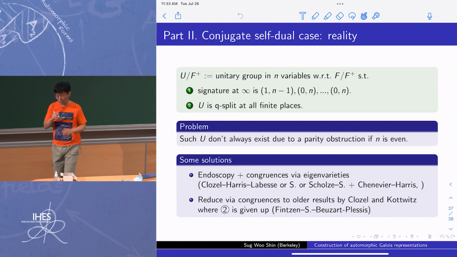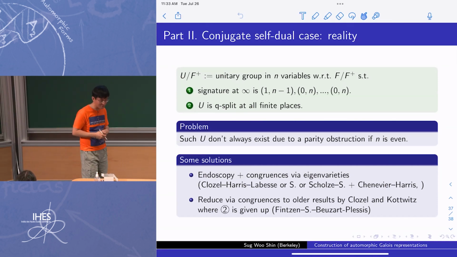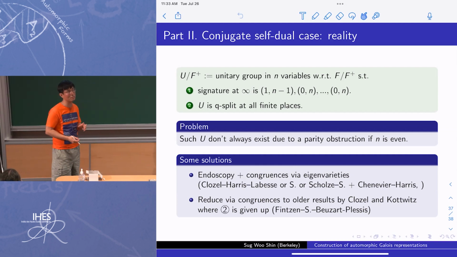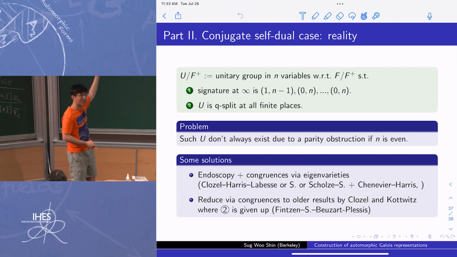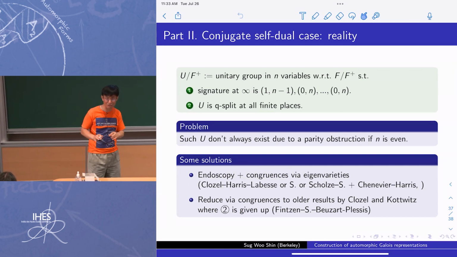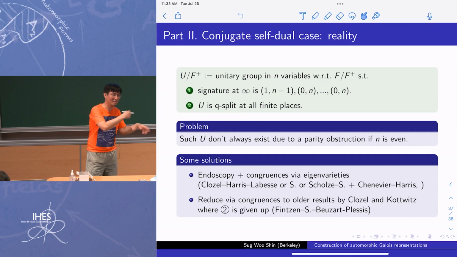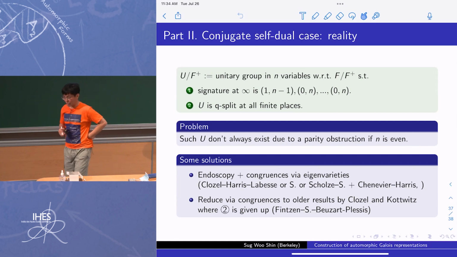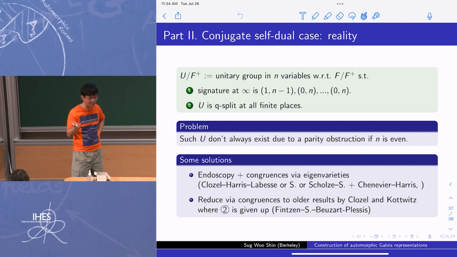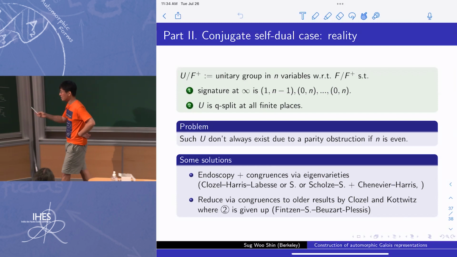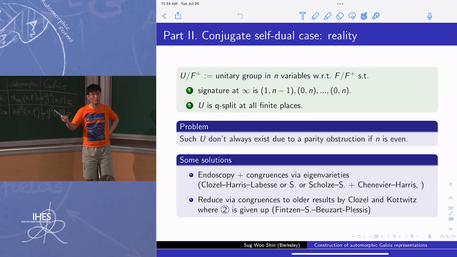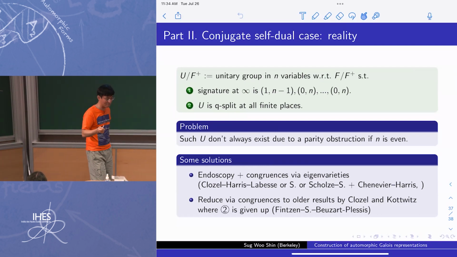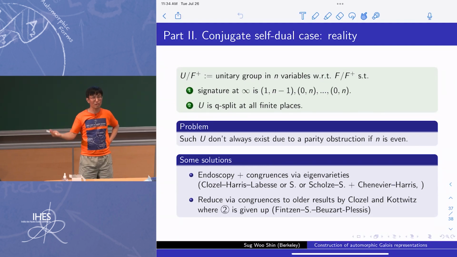Another method, if you don't care too much about ramified places, is that you can give up the condition that U is quasi-split at all finite places, but allow it to be something else. Then you can avoid the obstruction. What that means is that in the final theorem, you're going to have a statement like: if the automorphic representation Π is, say, essentially square integrable at one place, then you have the theorem. But then you can reduce to that case by some other types of congruences.